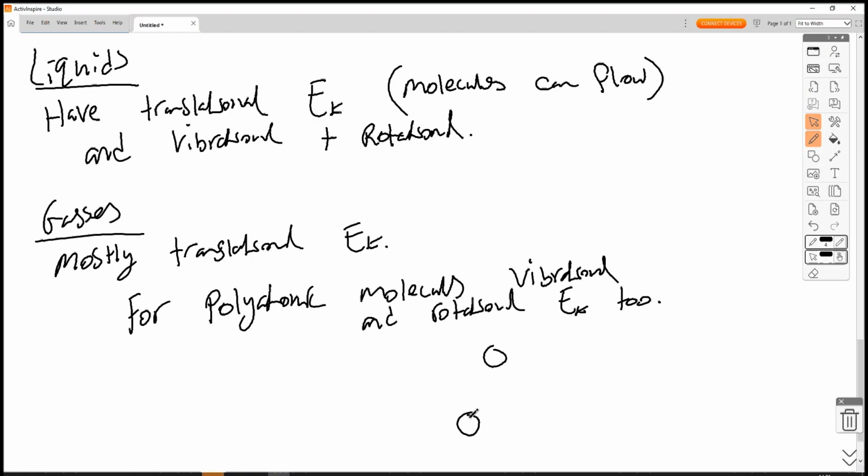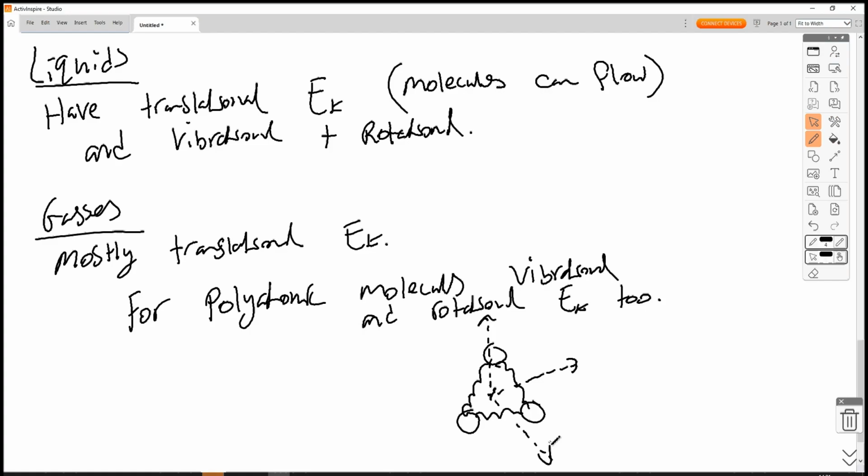So for example, if we draw a simple diagram, here's a molecule with 3 atoms in it. Because we modeled them as 3 atoms being connected via springs, therefore there's going to be some vibrational kinetic energies in there. And if we imagine this whole thing to live on a set of axes, then the whole molecule can rotate about those axes in any direction.